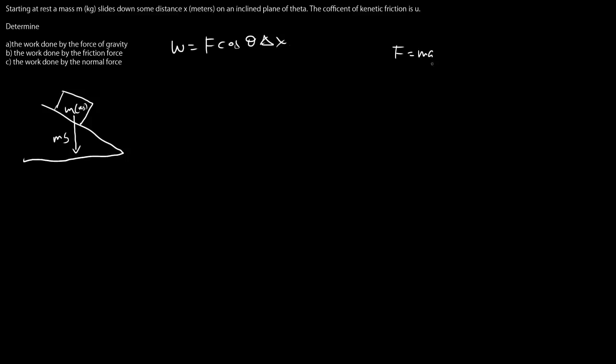So let's draw a free body diagram. We have an inclined plane. Let's call this mass m, in kilograms. Work is force times cosine theta times change in distance. So what's the force? The total force of gravity is straight downwards. It's just mg, so F equals mg. So what's cosine theta? This is theta.